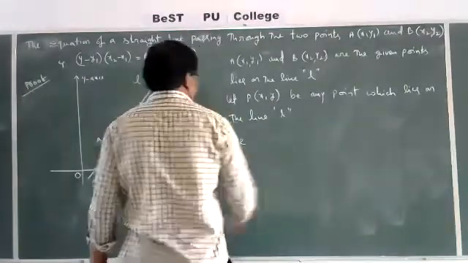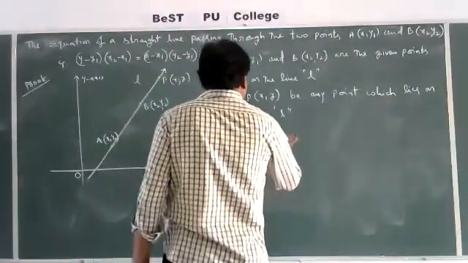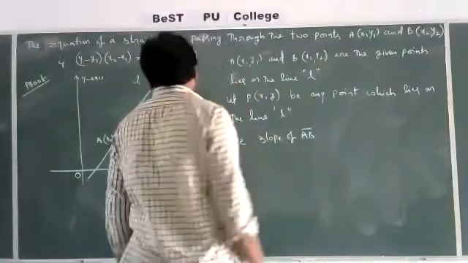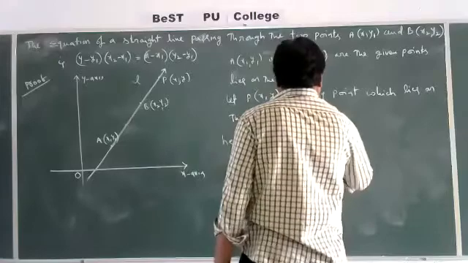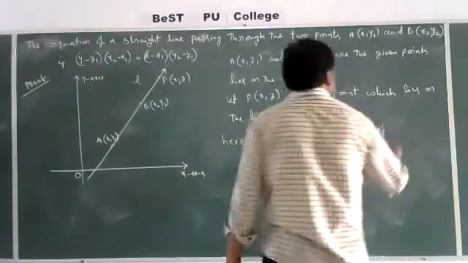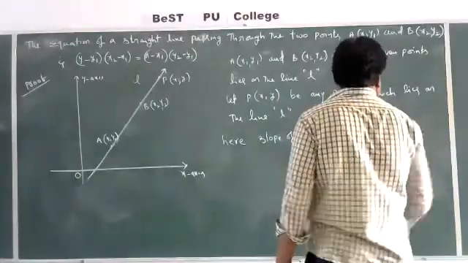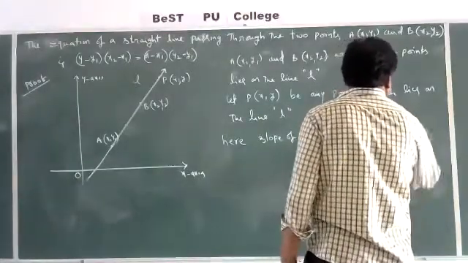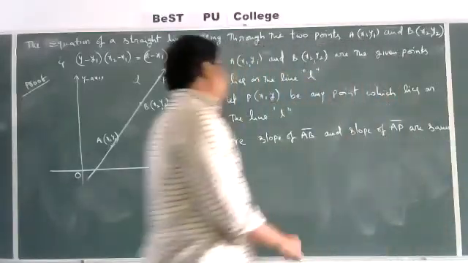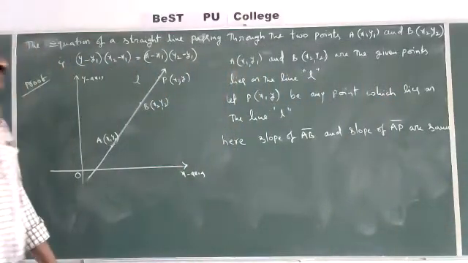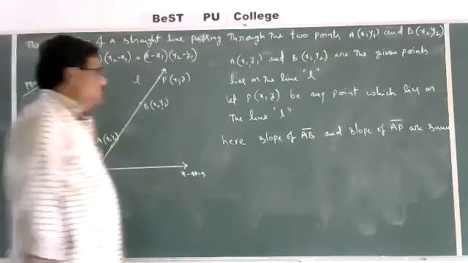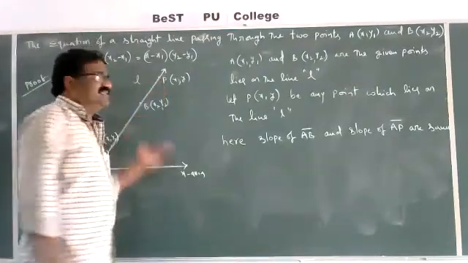Here, slope of AB bar and slope of AP bar are same. That is, all the points lie on the same line.